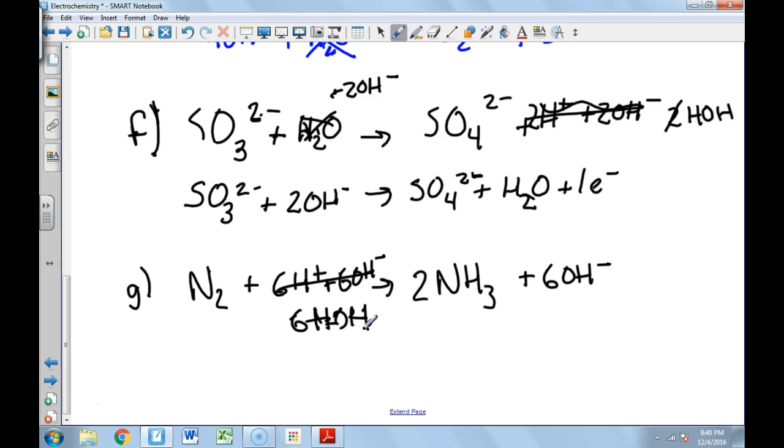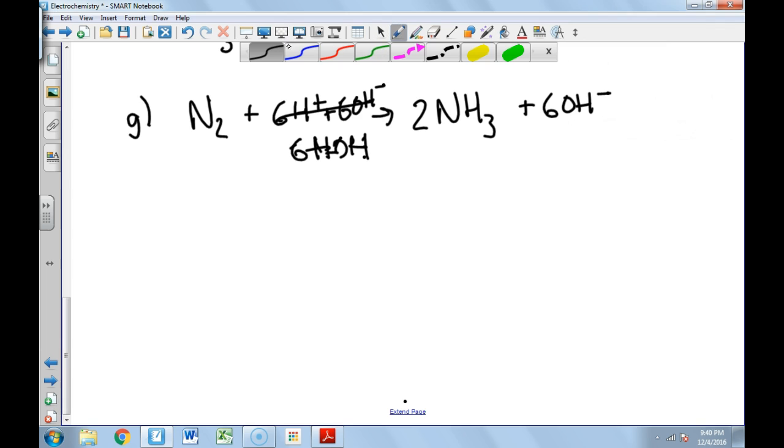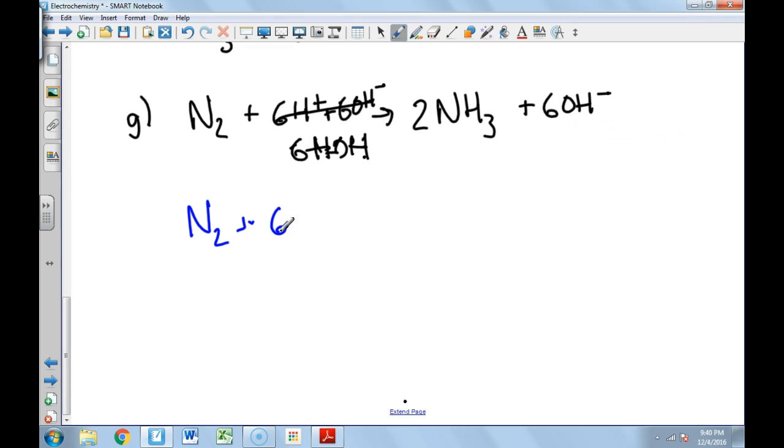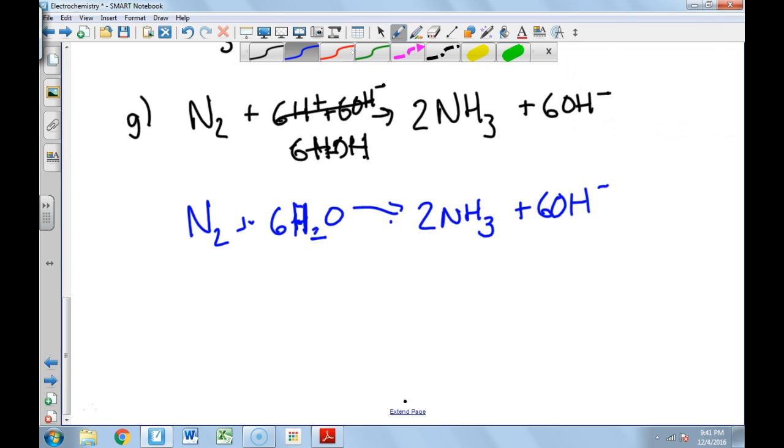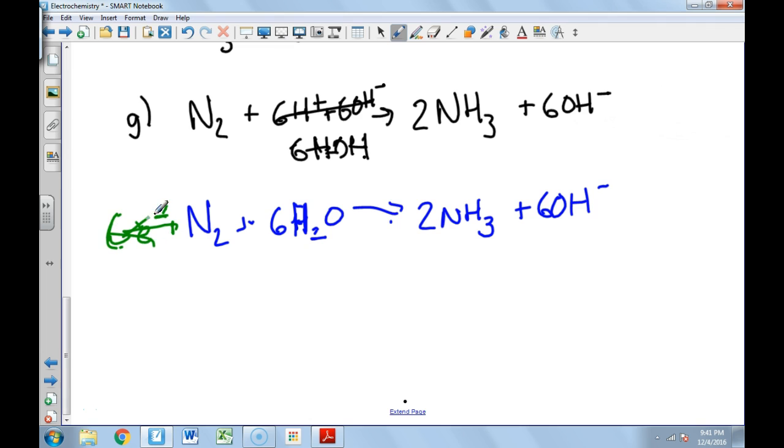Now I think we can rewrite that just to make it look a little nicer. We get N2 plus 6 waters, H2O, reacts to form 2NH3 plus 6OH minus. Good. The last thing we have to do is balance charge. We have 6 minus on this side, nothing on this side, so we have to go 6 electrons over here. I guess this is what happens when you rely on technology, you have silly pen issues sometimes. 6 electrons. So there it is. That goes through all of those reactions.